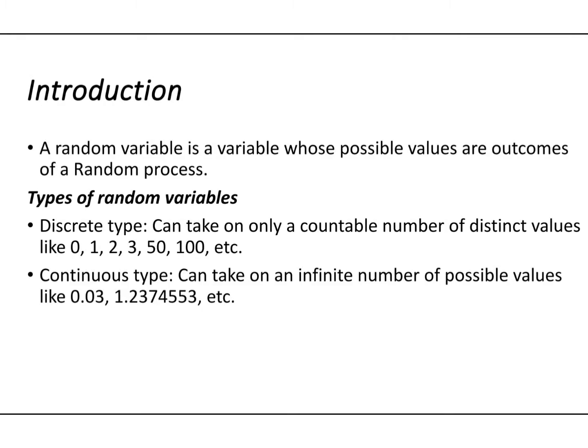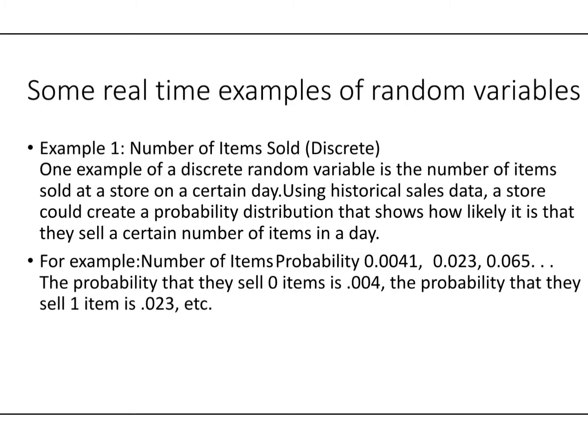Discrete type random variable: we can have a countable number of distinct values in discrete type. Whereas in continuous type random variables, there are an infinite number of possible values. Some real-time examples of random variables.